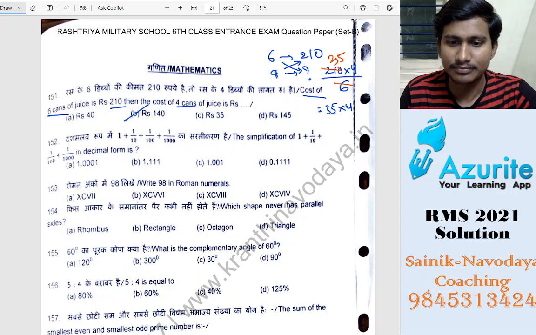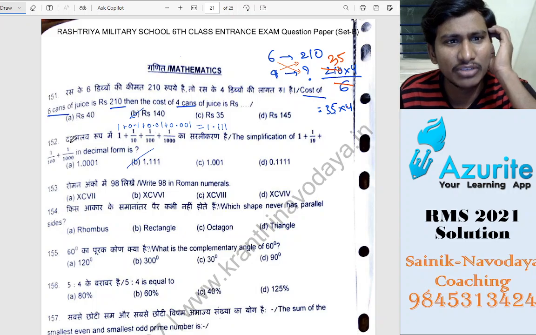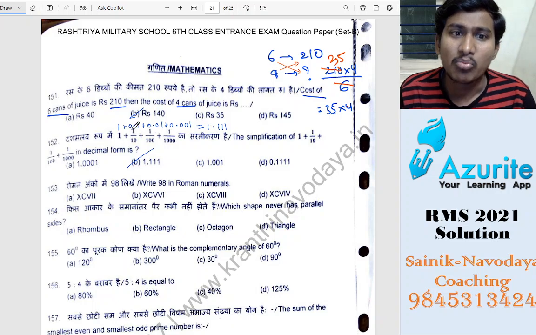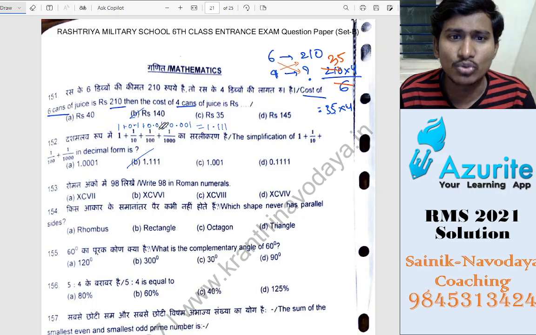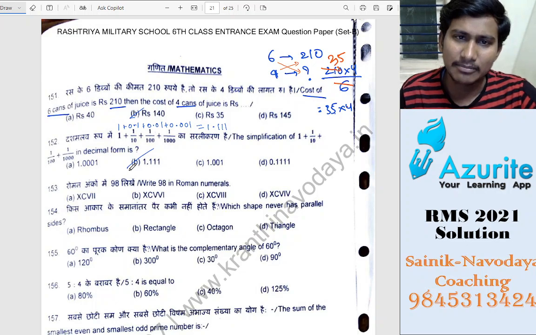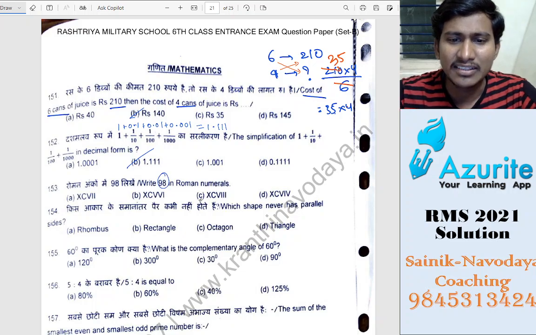If you see students, here it is question 152. We have to write and simplify this. So 1 is 1, 1 by 10 means 0.1, 1 by 100 means 2 zeros, 2 decimal places will come here, 3 zeros means 3 decimal places. If you add, 1.1111 will come, option B. Very easy, right? Now 153, the answer is 98, option C. That is 90 and this is 8, so 98.